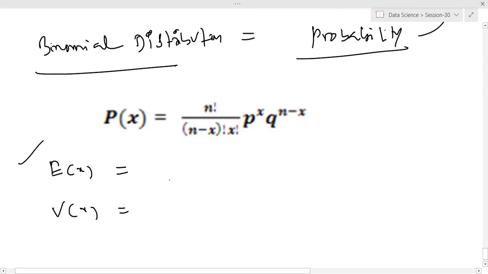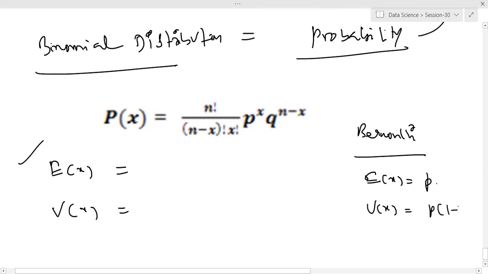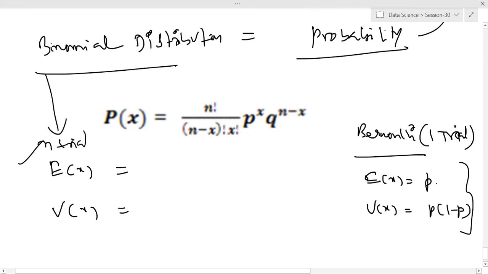Now just to recall Bernoulli: if you remember, what is the E of x value, friends? P. What is the V of x value? P into 1 minus P. This is for one trial. How many trials are we having for binomial? N trials. Now think it through, is anything coming to your mind?